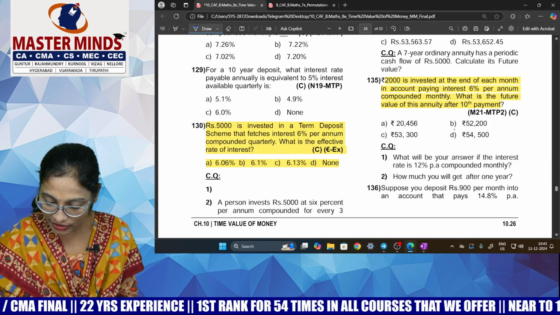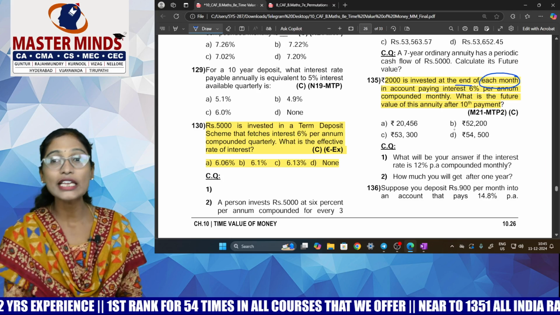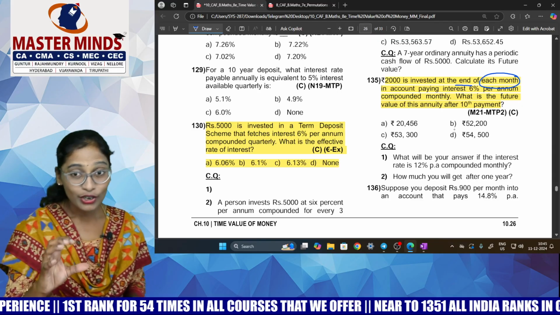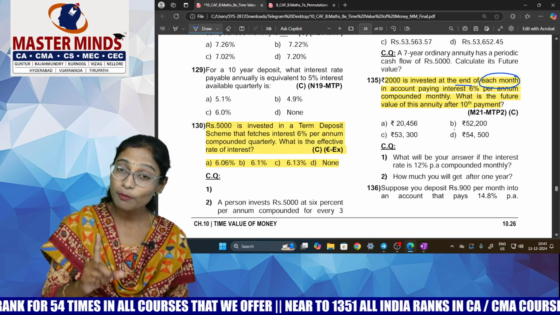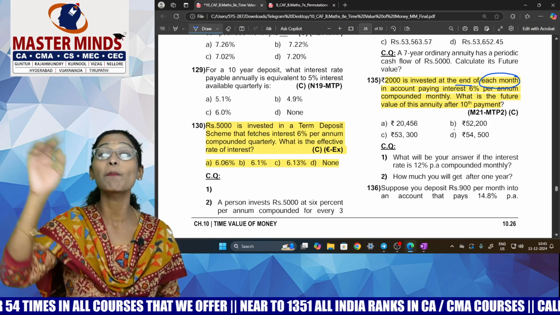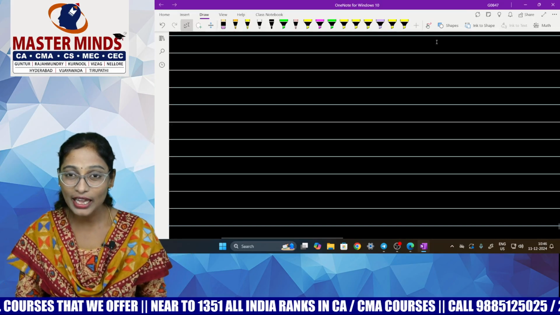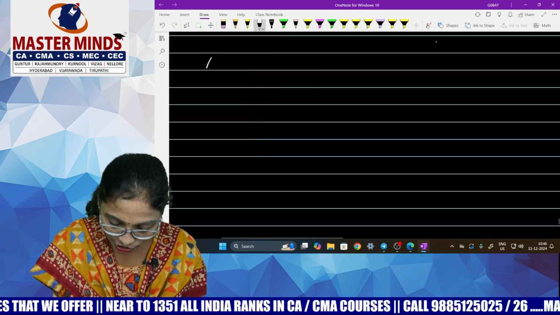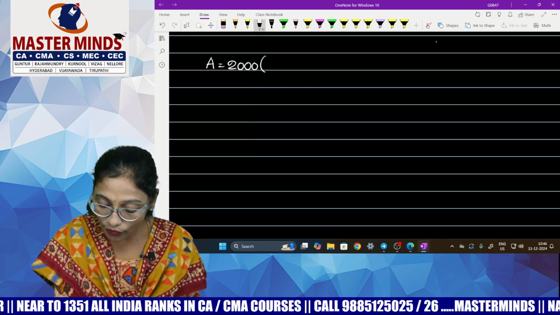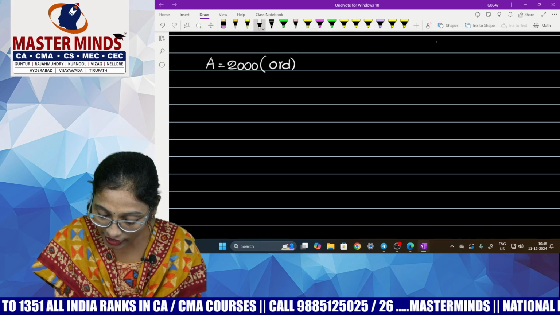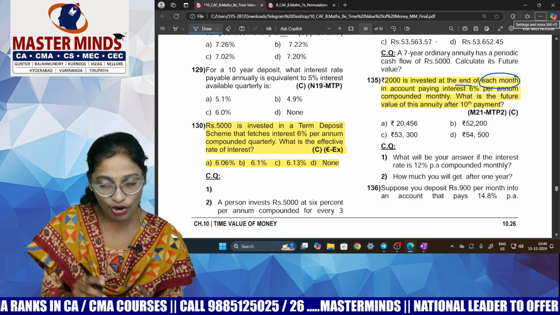2000 rupees is invested when? At the end of, guys tell me, 1 month or each month? Each month, that means 2000 rupees every month ending. Tell me, is 2000 rupees a single payment or a sequence of payments? A sequence of payments, right? If there is a sequence of payments or receipts, what do we call it? An annuity. So what is your annuity? 2000. When is this annuity happening? At the end of each month? Ending means what kind of annuity? Ordinary annuity. If nothing is specified also, we'll take it as an ordinary annuity.